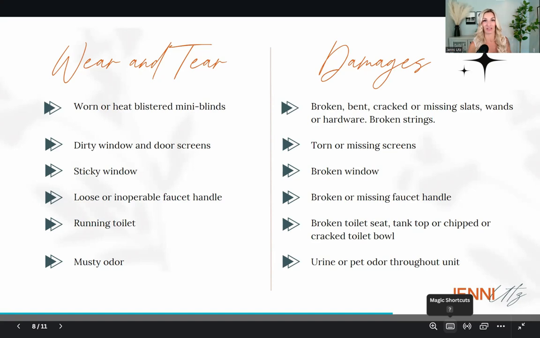Also, do not be in the property while that's running. It sucks all the oxygen out of the property, which is how it helps get the smell out, but you don't want to be there.